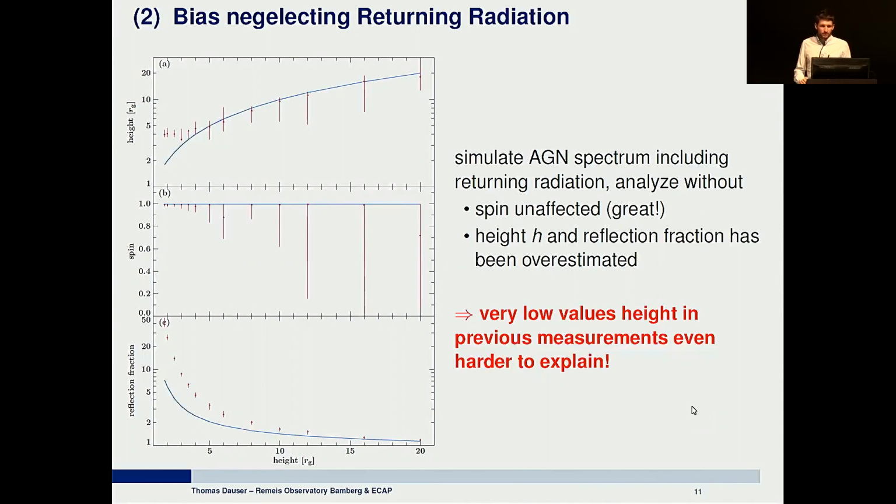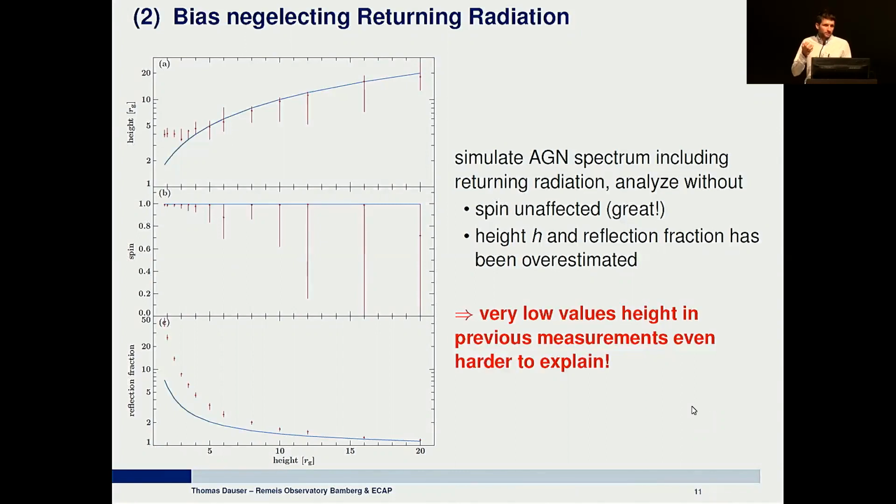And you can see, in the middle panel, the spin is unaffected, which I think is great. A little bit expected from what I showed before, because the line profiles didn't change much. The reflection fraction has been overestimated. That's connected to the previous point. And the height behaves a little bit interestingly. It has also been overestimated for low heights. And that is also an interesting point.